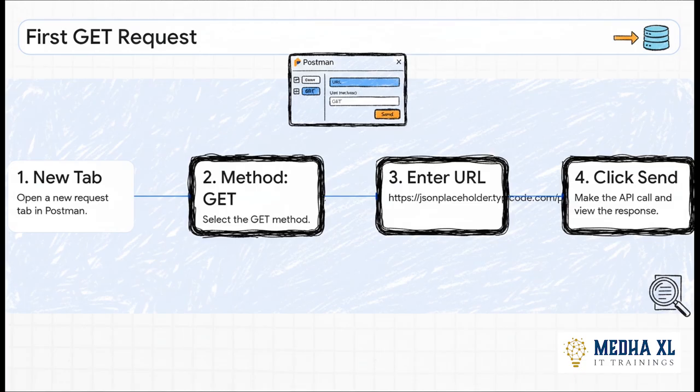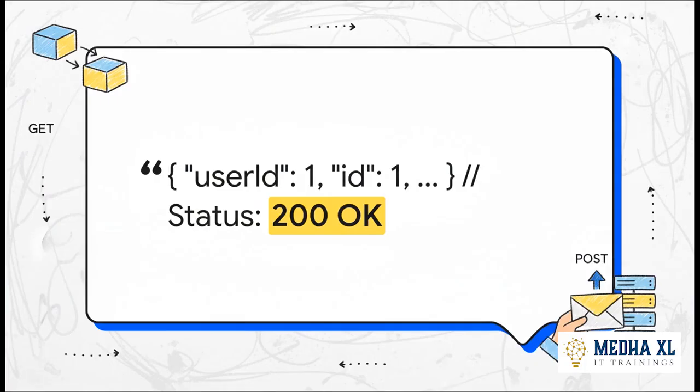First thing, make sure that drop-down menu is set to GET. Then just paste in the URL you see here. It's from a free public API that's perfect for testing, and then hit that big blue send button. It's really that easy. And boom, mission accomplished.